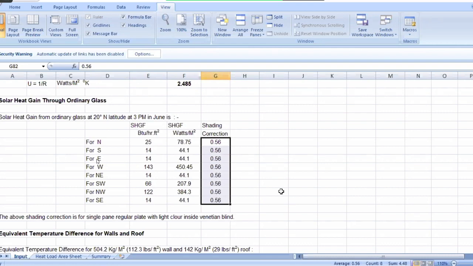is the shading factor. So if the glass is on the north window, this will be my solar heat gain factor. If it is on the south, this will be this. If it is east, this will be this. If it is west, then northeast, southeast, southwest, northwest, like this.